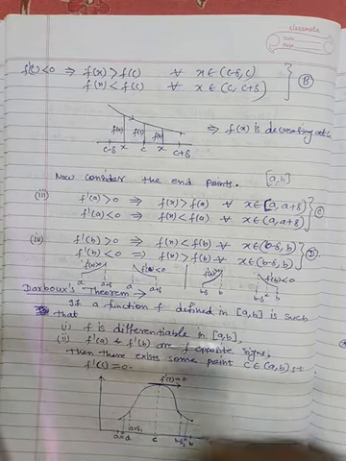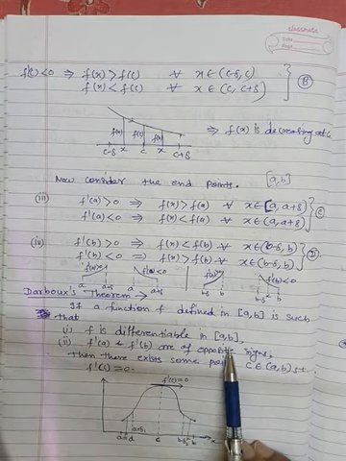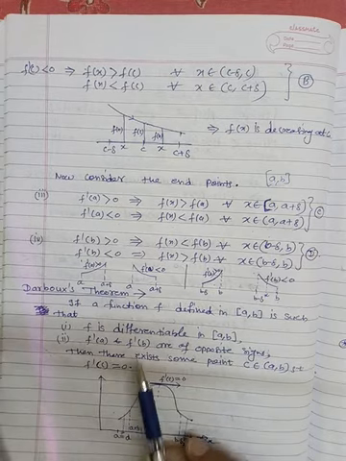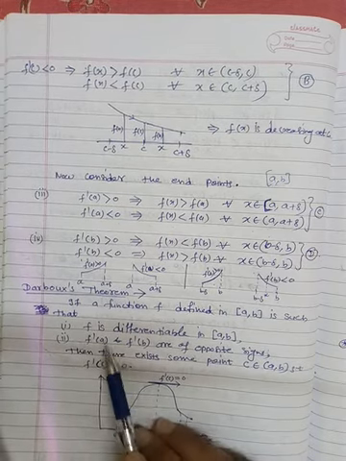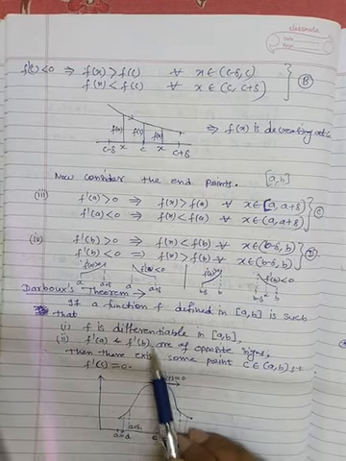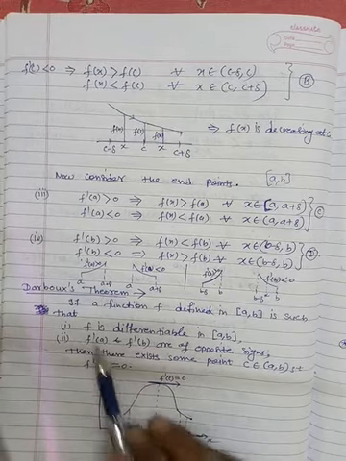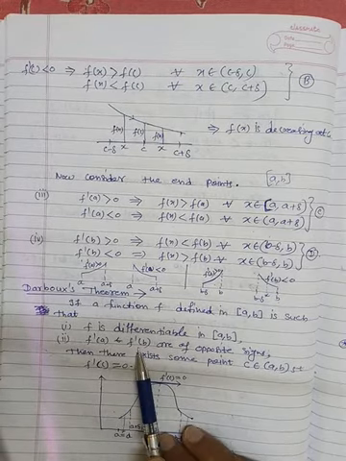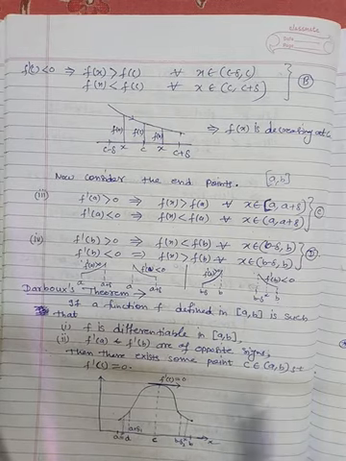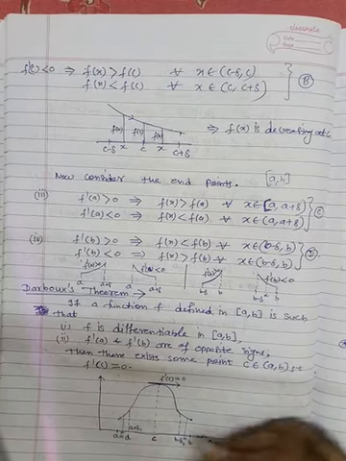What is the meaning of this statement? The statement says that the function is differentiable in this closed interval ab, and f dash a and f dash b are of opposite sign. That means if f dash a is positive, then f dash b will be negative, and if f dash a is negative, then f dash b is positive. So they are of opposite sign. Then there exists some point c in the open interval ab such that f dash c is 0, and this is shown in the graph.